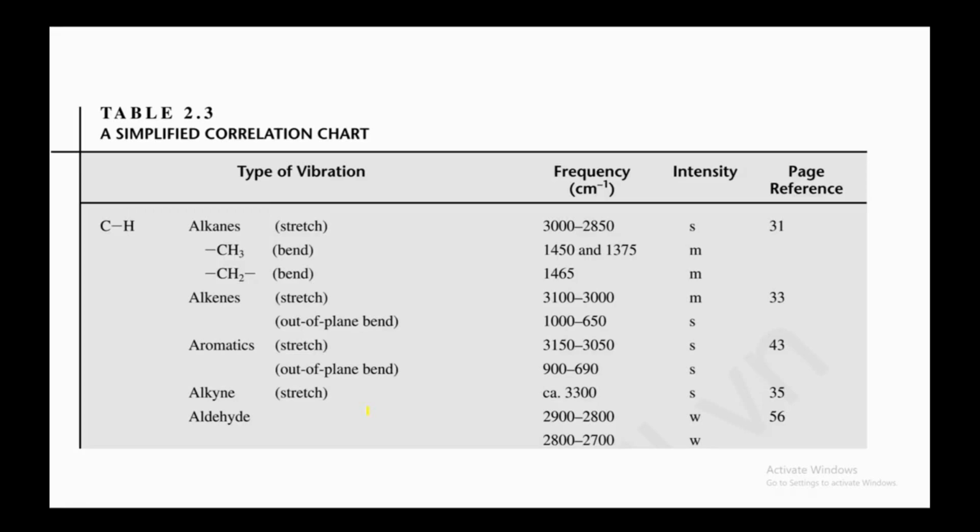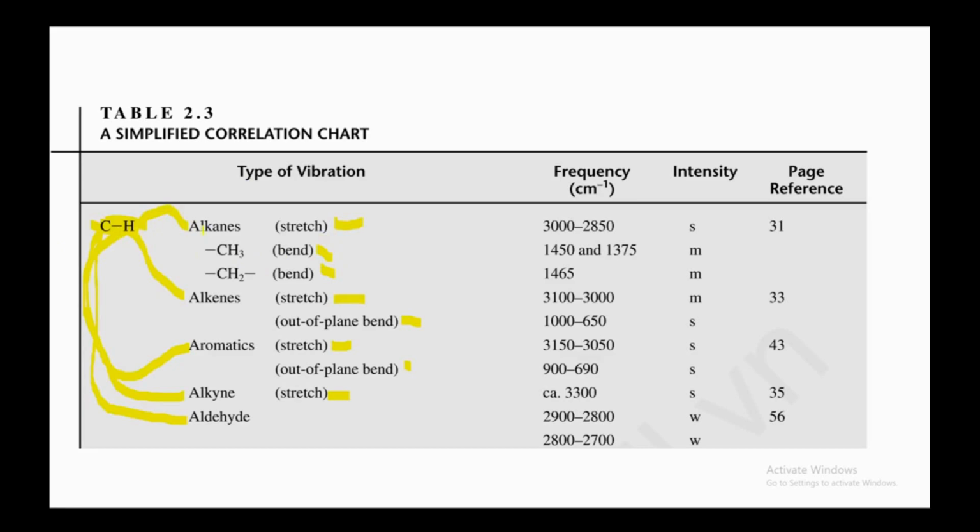And from this table you can see the type of vibration: stretch, bend, bend, stretch, out of plane bending, stretch, out of plane bending, stretch. This is the CH, and it could either be present in alkanes, alkenes, aromatics, alkynes, and the aldehydes. So the CH bond is present in alkanes, alkenes, aromatics, alkynes, and aldehydes.